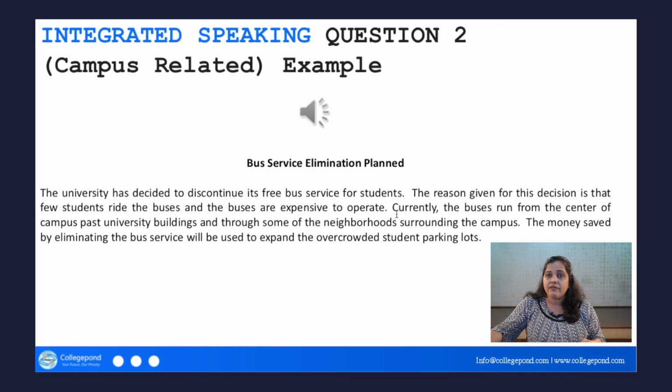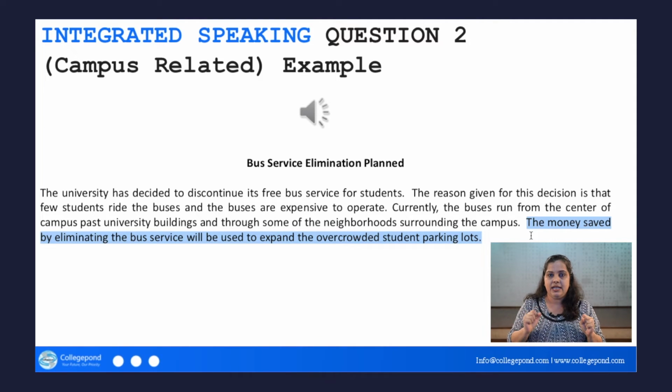They also have given in the notice that currently the buses run from the center of the campus past university buildings and through some of the neighborhoods surrounding the campus. The money saved will be used to expand the parking lots. Now this is the university's logic. Once you understand what the university is trying to do, you will understand the context in which the people who are going to have a conversation will talk.